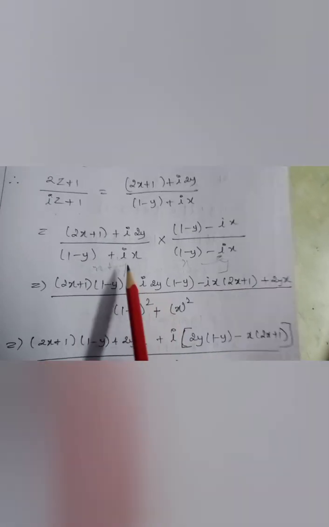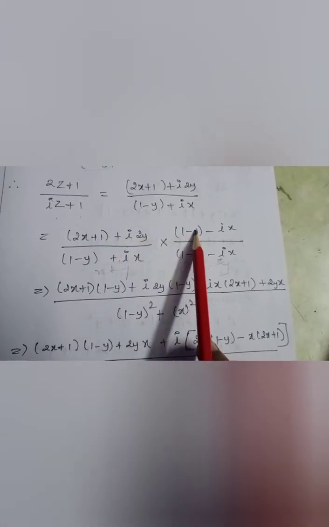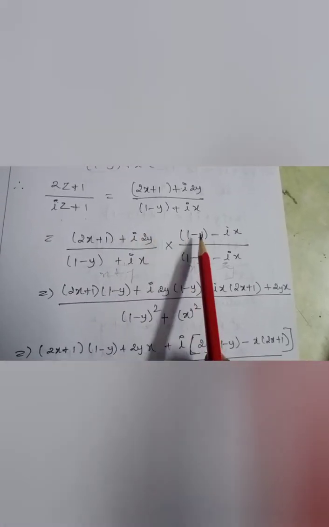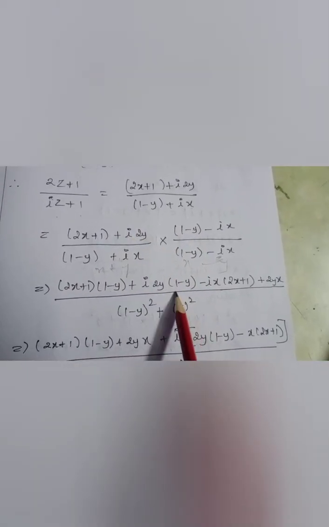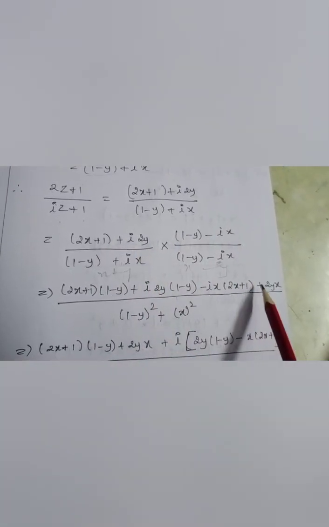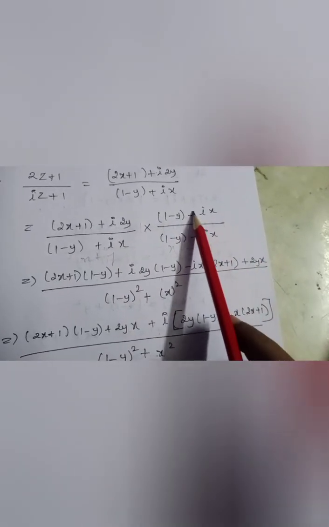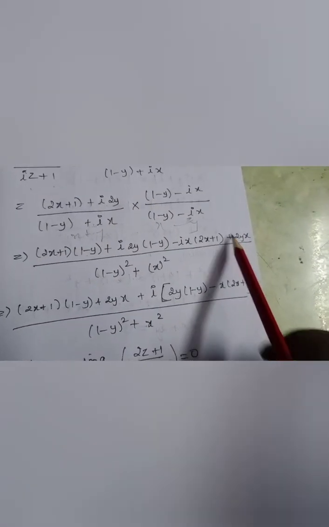So i square takes the value minus 1, that's why it has become plus here. Now I will multiply 2x plus 1 into 1 minus y. Again 1 minus y into i into 2y, and minus ix into 2x plus 1, and i into i becomes i square, which is minus 1, and 2y into x is 2yx, and already there is a minus, so it has become plus. Now once again grouping the real and imaginary.